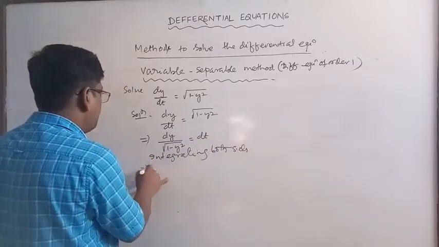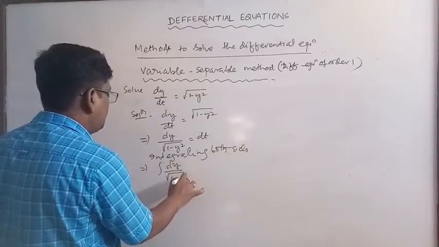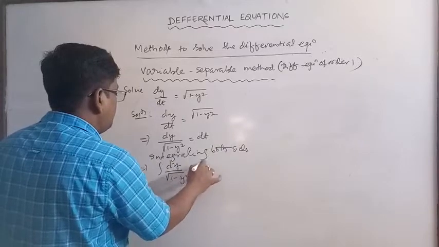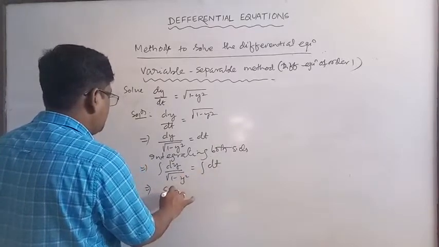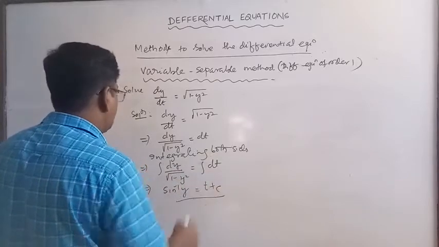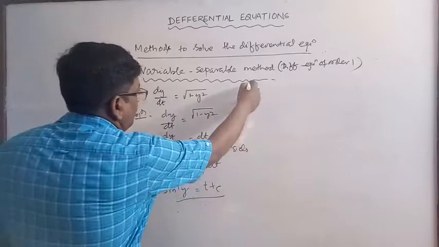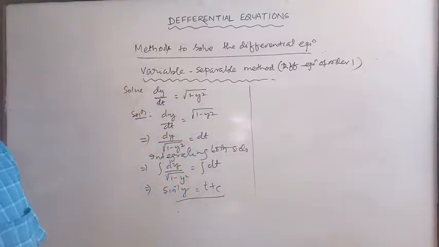So integration of dy by root over 1 minus y square is integration of dt. So this is sin inverse y equal to t plus c. This is the solution of the differential equation of this type.